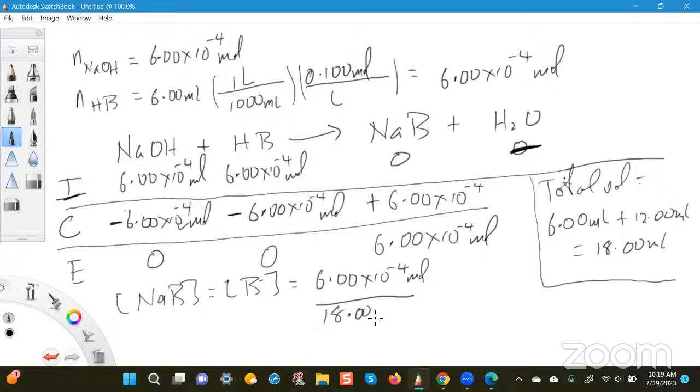But of course, we have to convert that to liters. 1 liter over 1,000 mL. That's a conversion factor. And we work that out. So when we work that out, let me get my calculator here. It's going to be equal to 0.0067. No, wait a minute. I'm doing something wrong here.